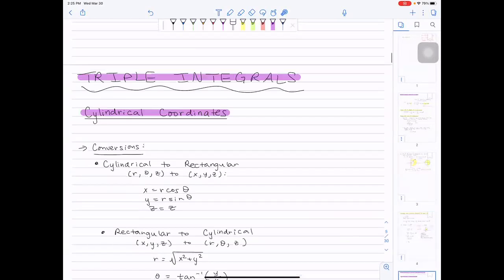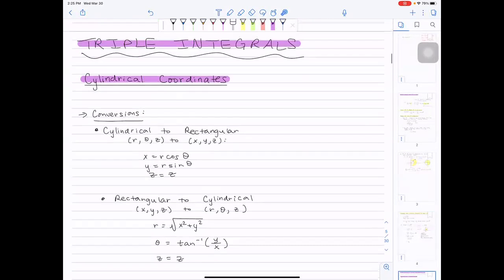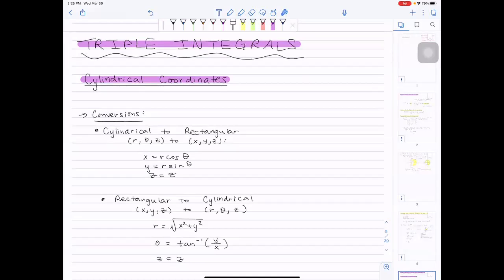Now let's move on to triple integrals. Cylindrical coordinates are the same as polar. Cylindrical is in 3D, polar is in 2D. So that's the only difference. And you'll see in polar coordinates, we have a dr d theta, but in cylindrical, we add a dz dr d theta.